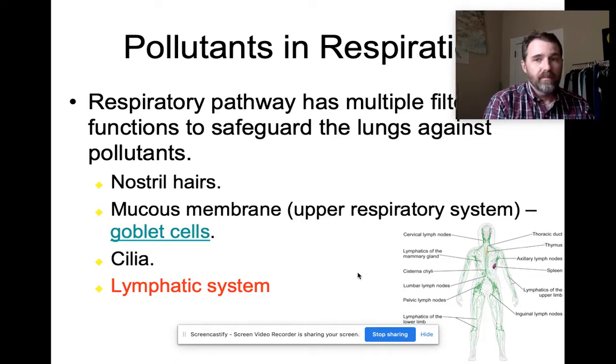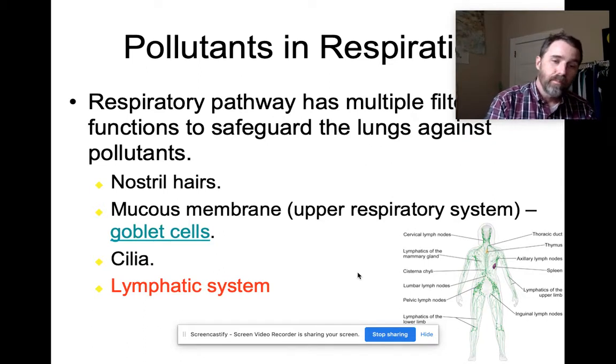Moving on. Your respiratory system has a few ways of getting rid of or keeping pollutants out of your body. The first being the hairs in your nose, your nostril hairs. We all have them, and there's a lot of them.